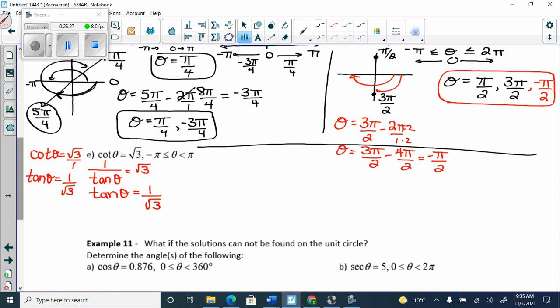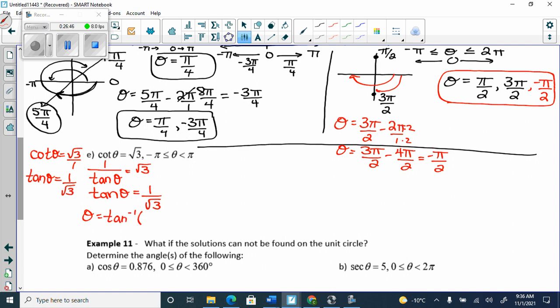And why do they flip? Because of this. Now, say we're stuck. I don't know where 1 over root 3 is. I'm not sure where that is. Can I find its reference angle? Yeah? How do I do that? Theta equals tan inverse of 1 over root 3. Do this in degrees to help you out.